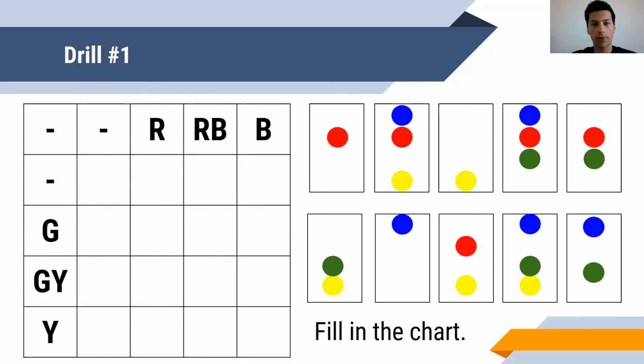So here's the first drill. It is to just simply fill in the chart. And we will go over the answers momentarily. Pause this video now so you can do the drill.